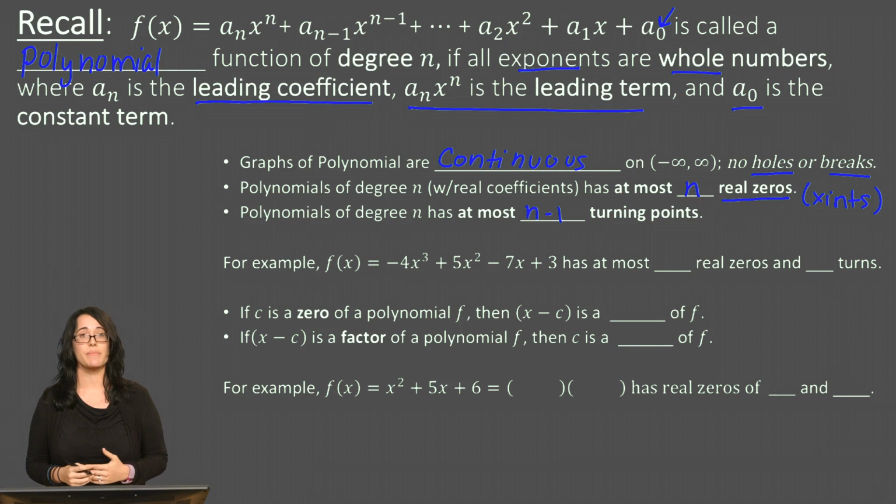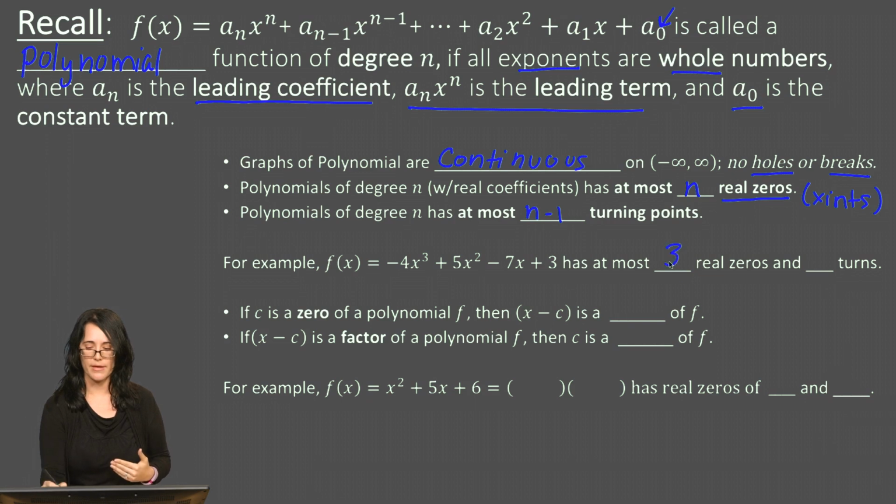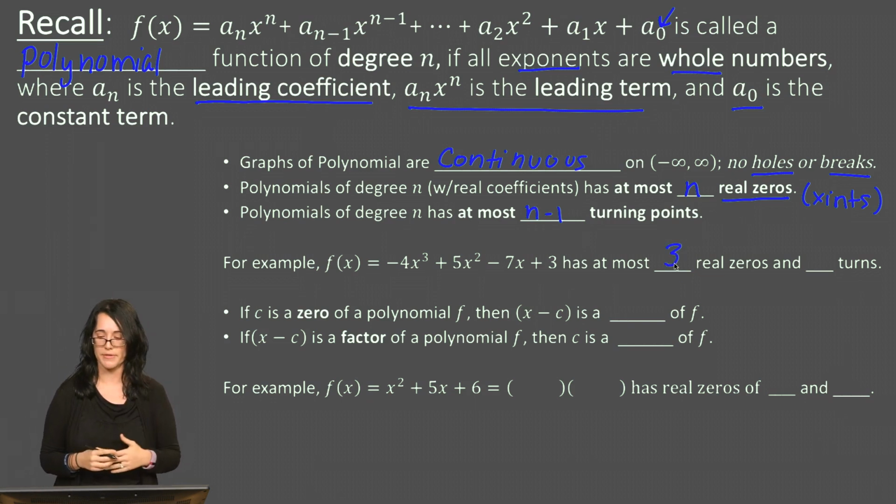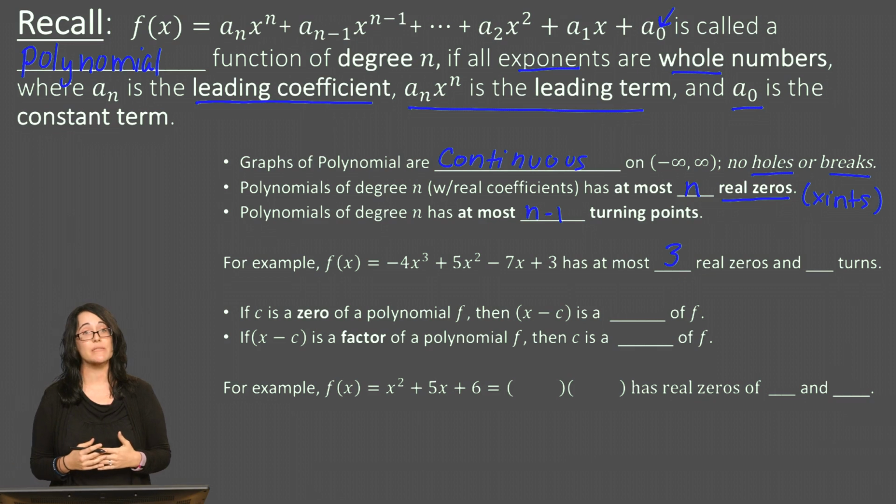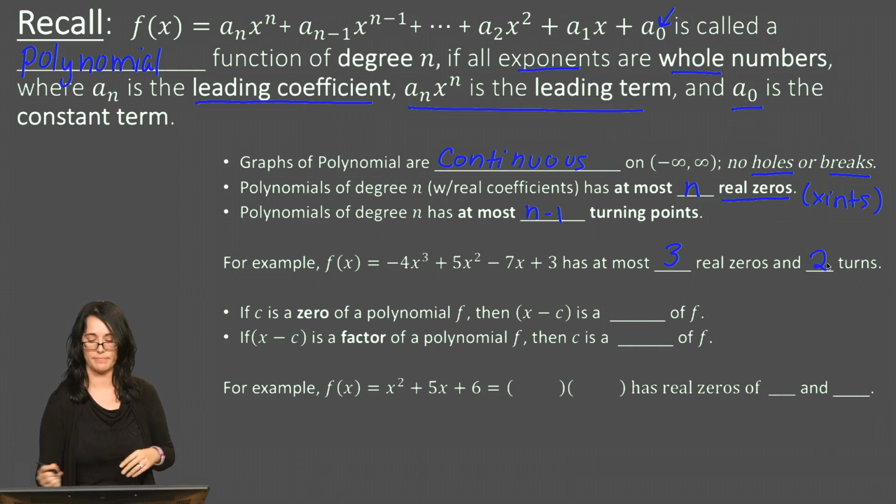Let's take a look at an example of this. If f of x were y equals negative 4x to the third power plus 5x to the second power minus 7x plus 3, this would be an example of a polynomial whose degree is 3. So thus we can say that we know it has a maximum, or at most, 3 real zeros, 3 x-intercepts. It also has a maximum of 3 minus 1, or 2 turning points.